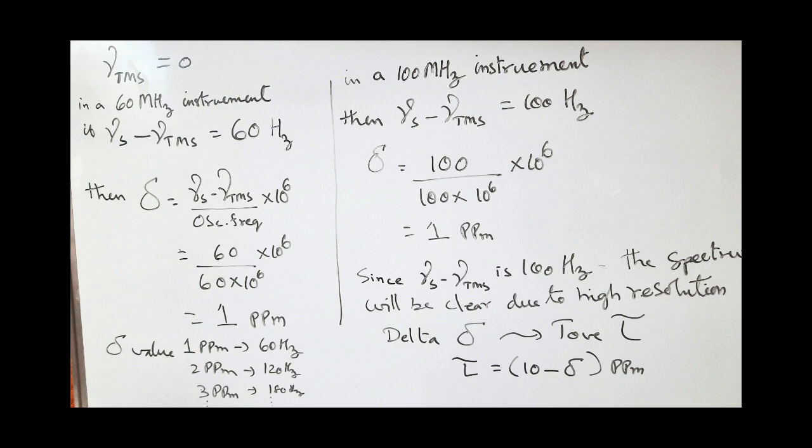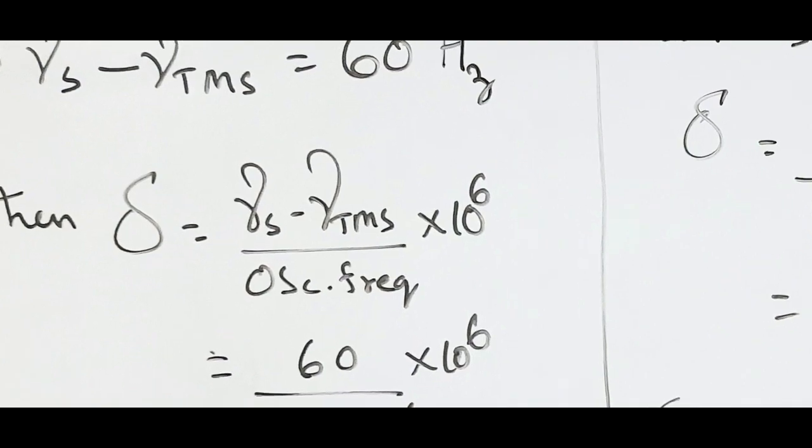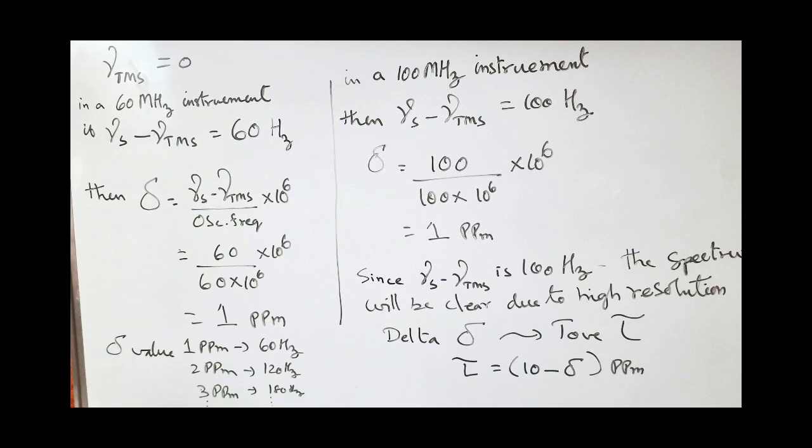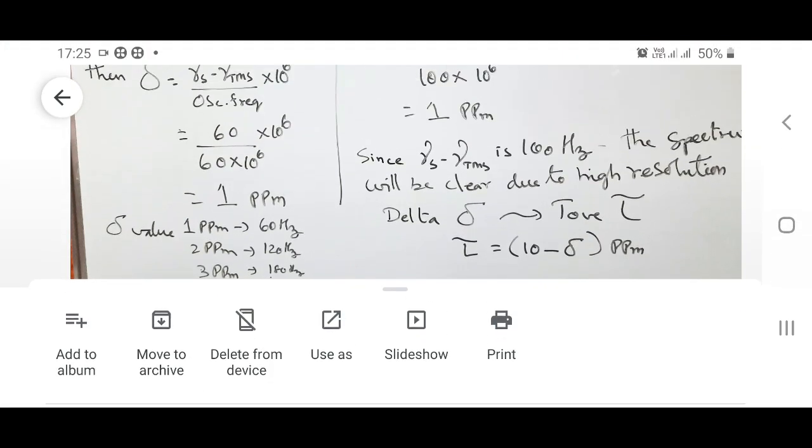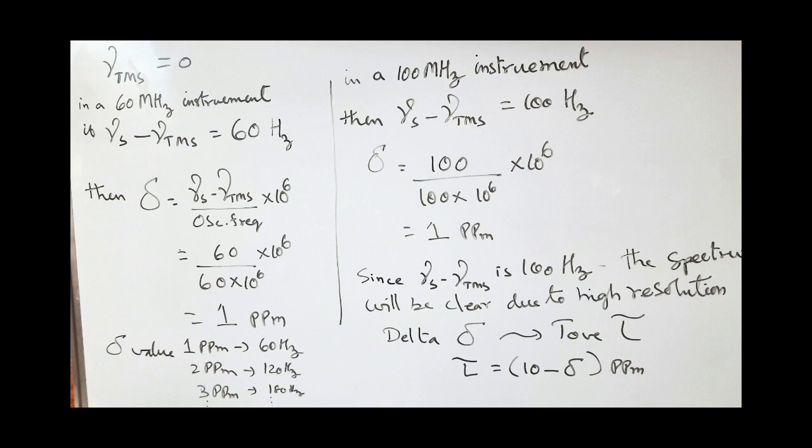The frequency of TMS is assumed as 0. In a 60 megahertz instrument, let us assume that the frequency of the sample minus frequency of TMS is 60 hertz. The compound will show a frequency of absorption at 60 hertz only. Then the delta value is 60 divided by 60 into 10 to the power 6, into 10 to the power 6. So if you cancel, the final value is 1 parts per million.